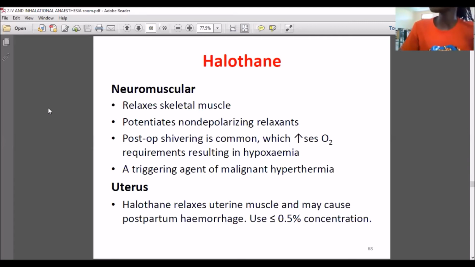Which are those? So when they say malignant hyperthermia, it's like cancer. Okay.